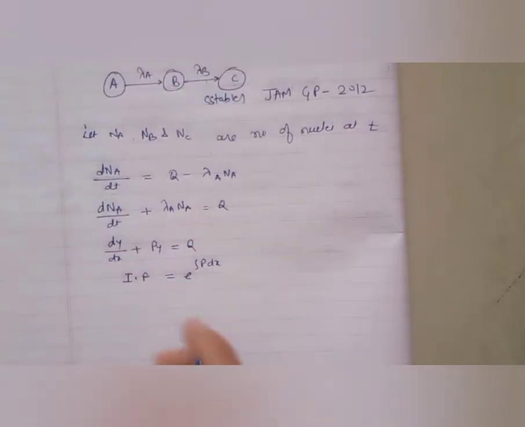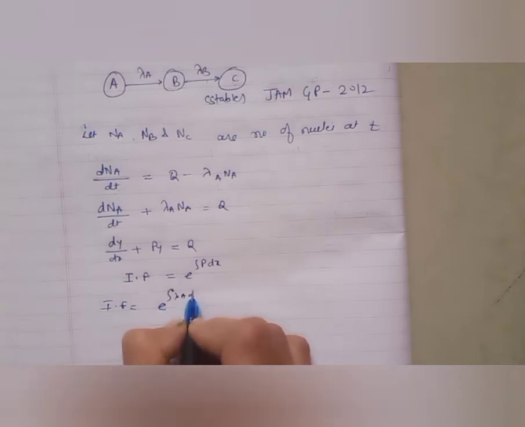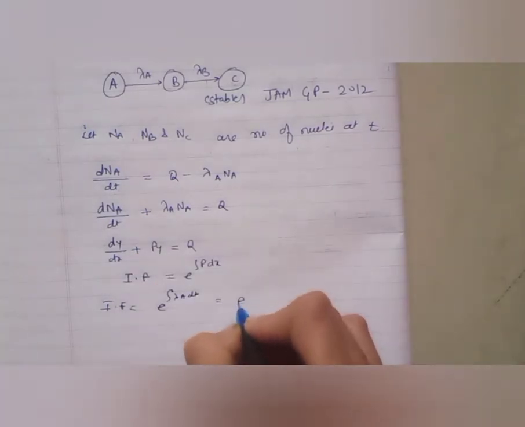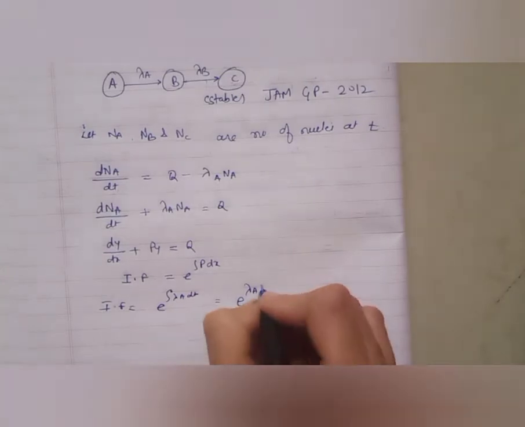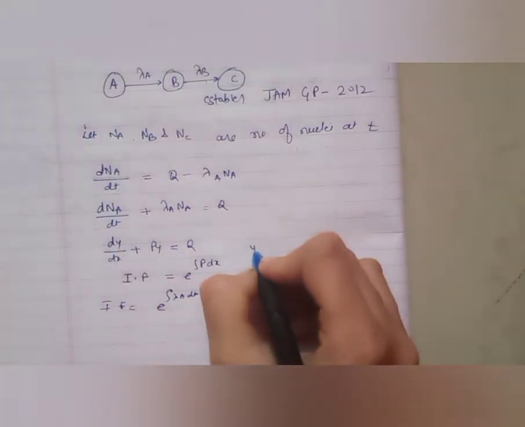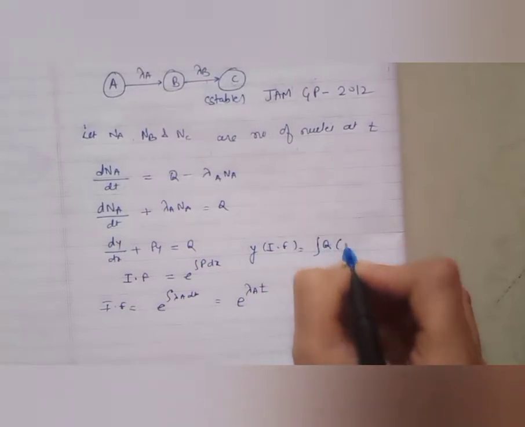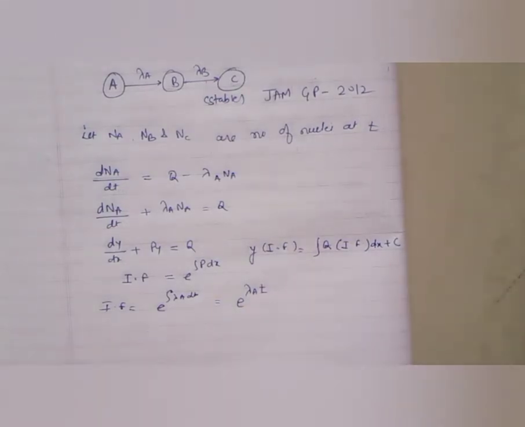So here we will find the integrating factor. Integrating factor will be equal to e raised to integration of p. What is p? Lambda A. So lambda A dt, instead of x here we have t. So you will get e raised to lambda A t, that is our integrating factor. And the solution of such an equation is given by y into integrating factor equals integration of Q into integrating factor dx plus c. So we will apply this formula for finding the solution.